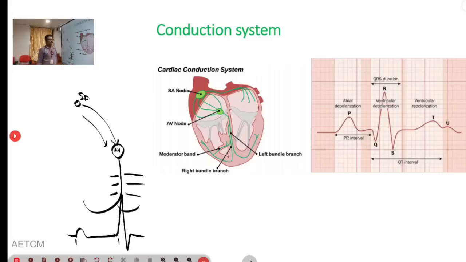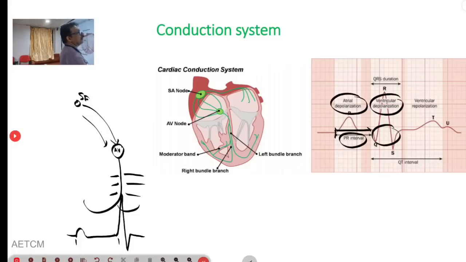So you can see here atrial depolarization, that is the P wave. PR interval is the time taken from the P wave to the QRS complex. Ventricular depolarization is the QRS complex, and ventricular repolarization is the ST segment and T wave. So these are the complexes you see in a single ECG tracing.